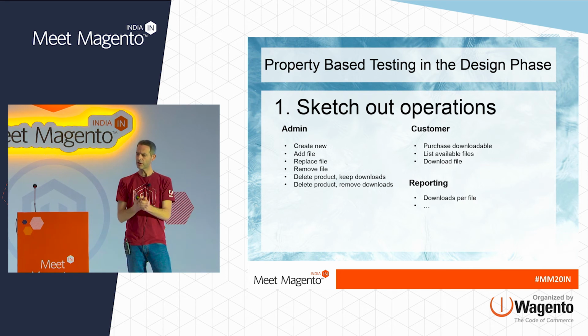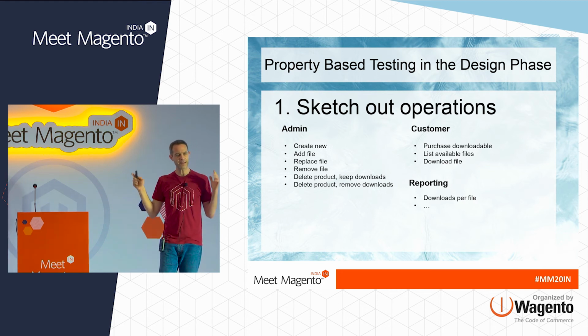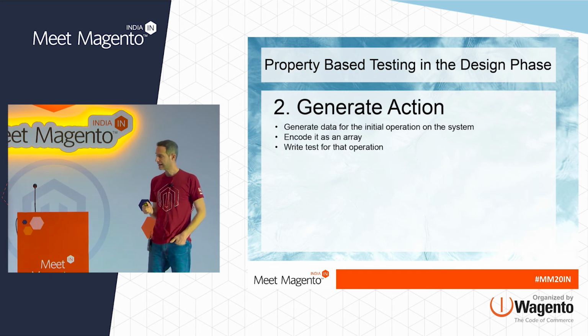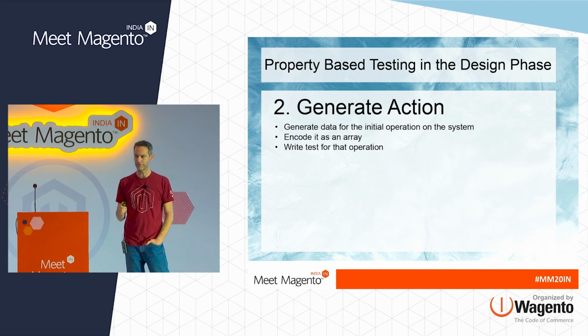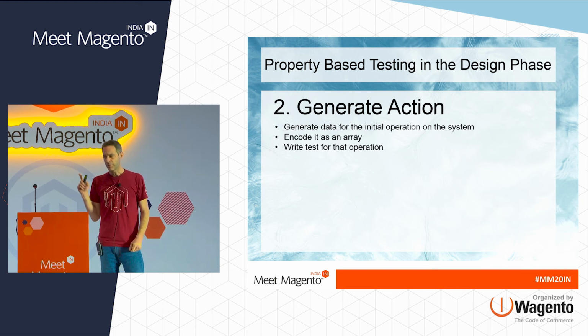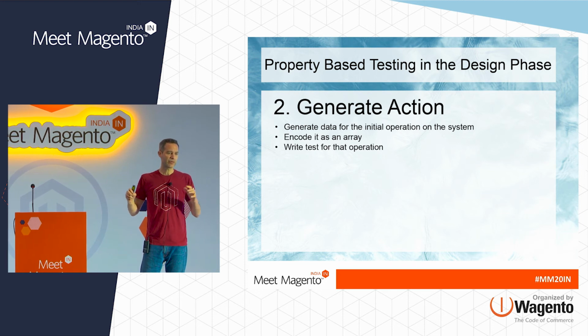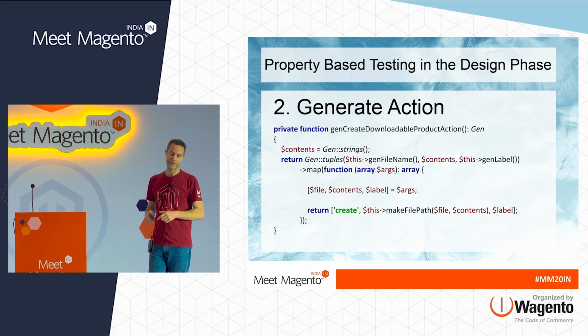And as a customer, I want to be able to purchase the product and download it and list the files that are available for download, right? And maybe also some reporting and so on. Okay, so these are the actions. Now, step first, I want to build a generator for the action. So the first action that I want to generate, oh, 1 second. Before I continue there and show you the example for the generator, I nowadays tend to encode the actions as an array. As you'll see, it's very simple. And then I write the test, and this is what such a generator would look like.